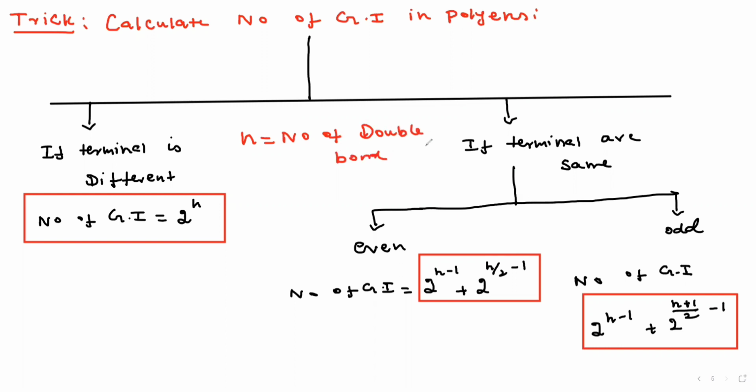First, listen. Look at the terminal. If the terminals are different, we can use simple 2 power n. If the terminals are the same, count the number of double bonds. If even, use 2 power n minus 1 plus 2 power n by 2 minus 1. If odd, use 2 power n minus 1 plus 2 power n plus 1 by 2 minus 1. Okay, I will give the example. Take the first example.